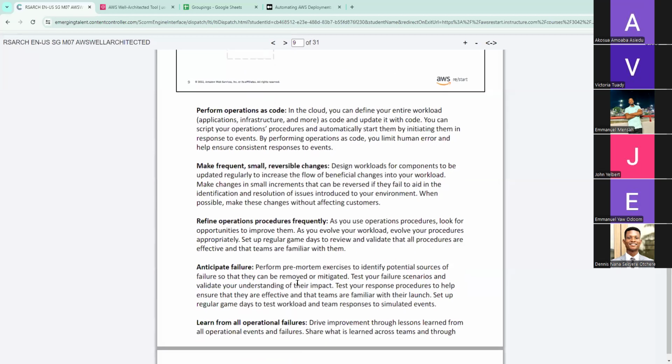Okay, who's doing make frequent small reversible changes? I am. Okay, go ahead.